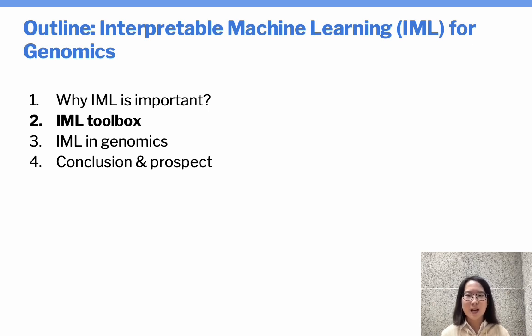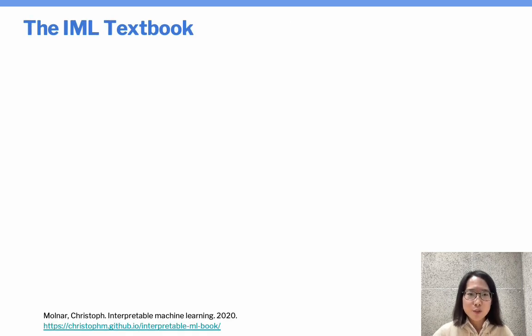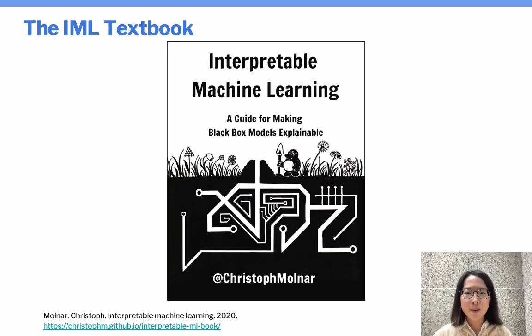After convincing you IML is important, let's take a look at some readily available IML tools. The first resource that I want to point you to is this wonderful IML textbook authored by Christopher Molnar. This book is open source on GitHub, and I put the link here. You can always refer to this book if you want to know more detail about IML methods.